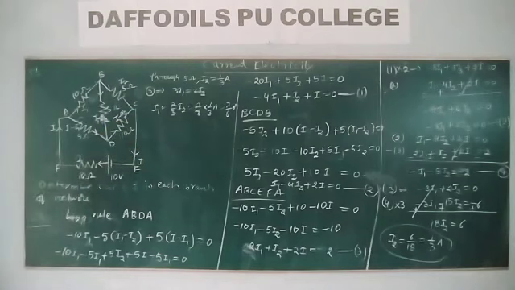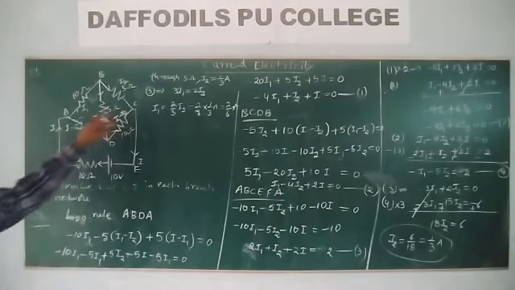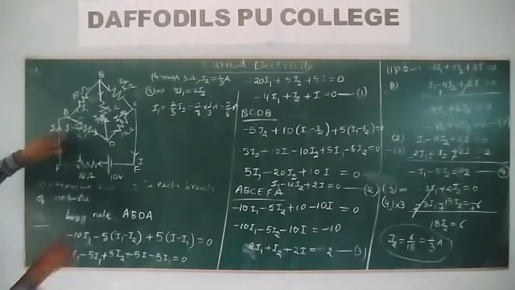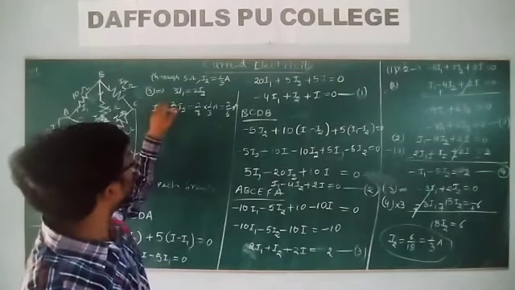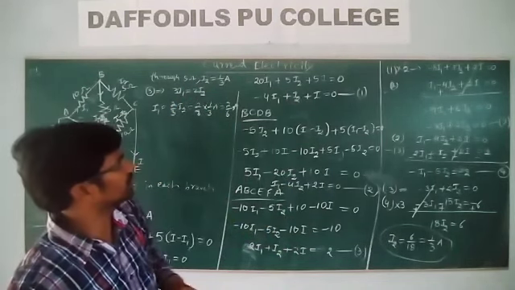I2 is nothing but what? 1 by 2 by 6 ampere. I1 is nothing but what? Current through 10 ohm resistor is how much? 2 by 6 ampere. Similarly, I minus I1. Okay, I value we need. You substitute these I1 and I2 values in the second equation or first equation or third equation.